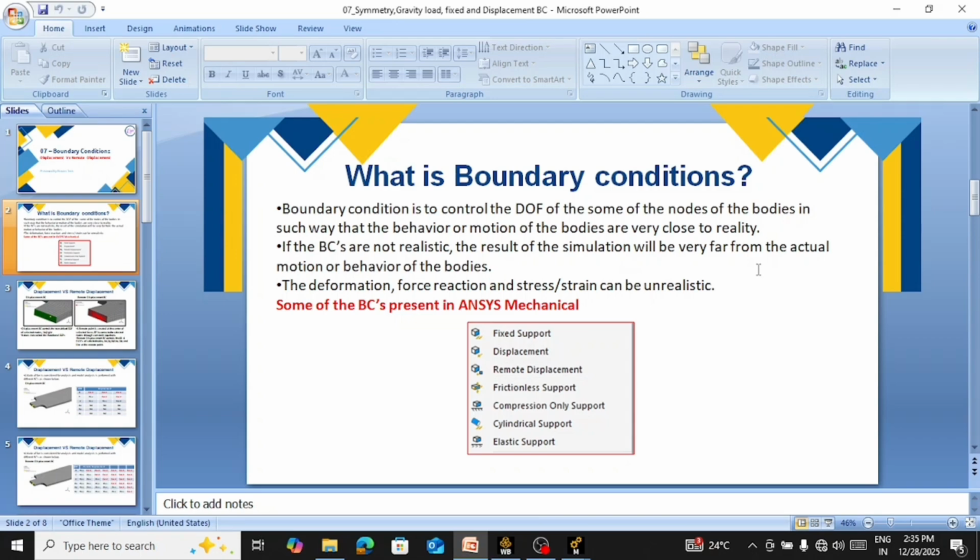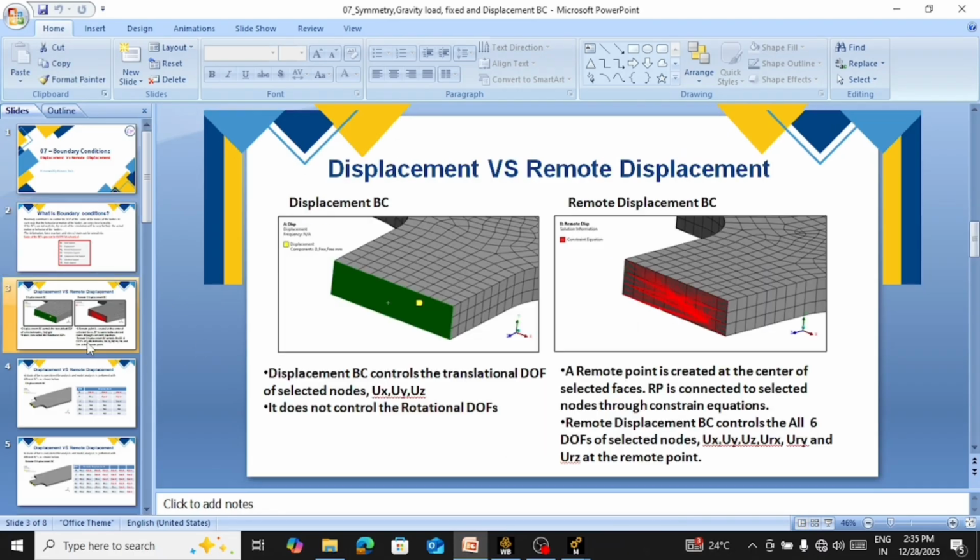Fixed support is a boundary condition which we can use to completely constrain a node or face at any fixed position. Then displacement and remote displacement. So we will talk about the displacement and remote displacement boundary conditions. What is the difference between the displacement and the remote displacement boundary condition?